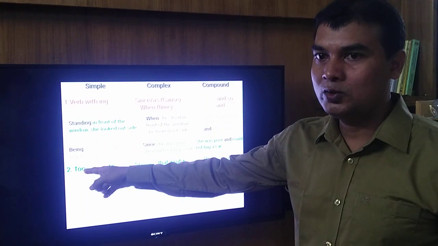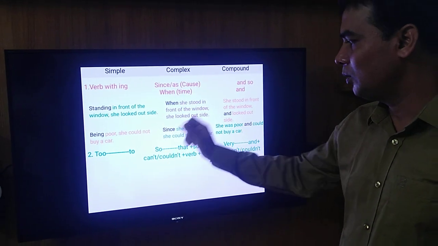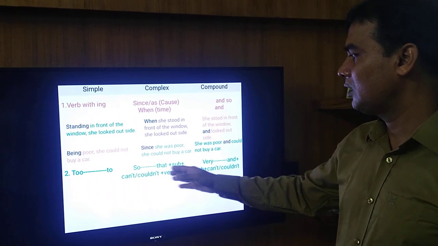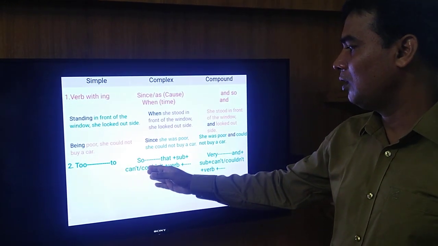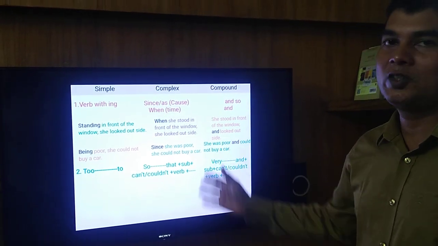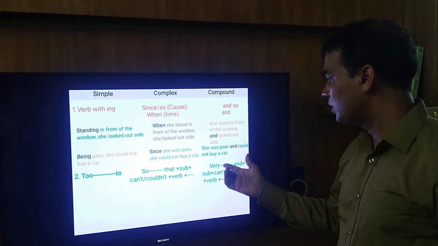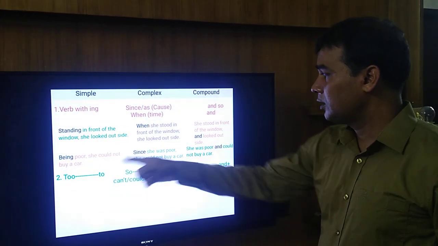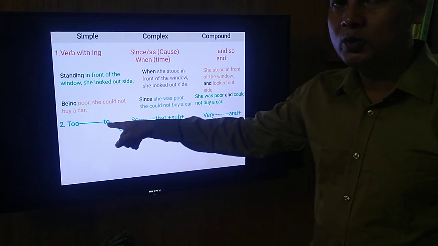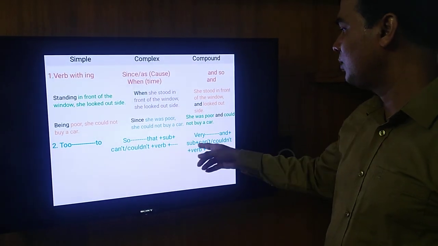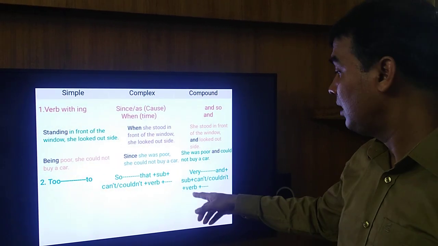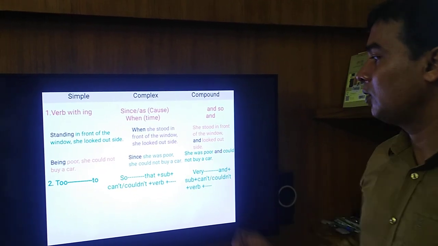Instead of "too" you can use "so", and instead of "to" you can use "that" plus subject plus "cannot" or "could not" according to the sentence, and then verb, then additional words. And in a compound sentence, instead of "too" you can use "very", and instead of "to" you can use "and" plus subject plus "cannot" or "could not" according to the tense, and then verb, then additional words.